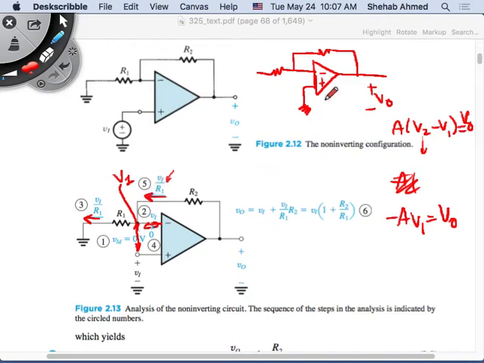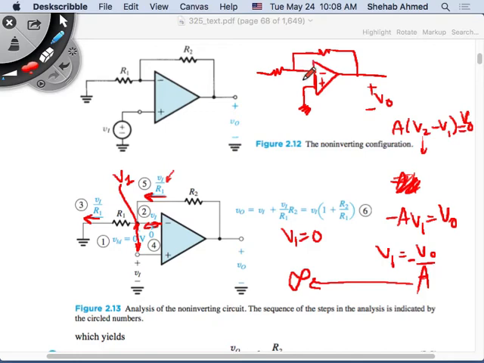Back to our inverting amplifier. This is the non-inverting. For the inverting amplifier, the open loop gain times V2 minus V1 is V output, correct? Which means that V1 is equal to V output over A, minus V output over A. What did we assume A was? Infinite. Since we assumed A was infinite, then V1 was 0, which is confirming what we are saying here, that the difference between these two is 0, hence this is equal to this.